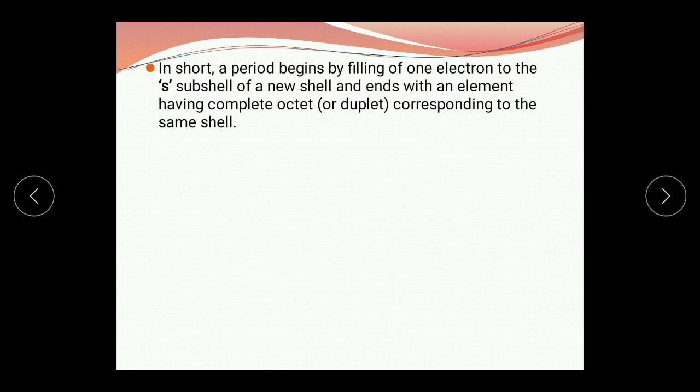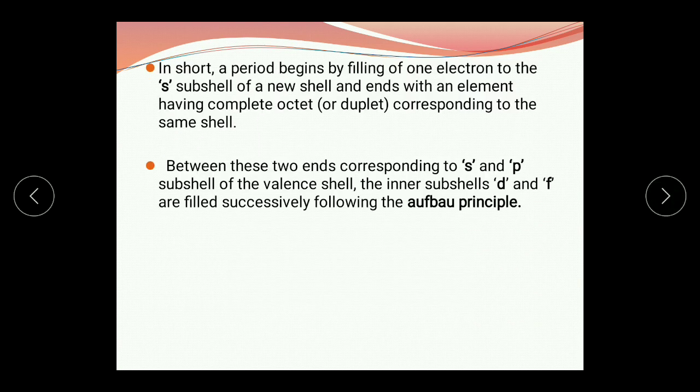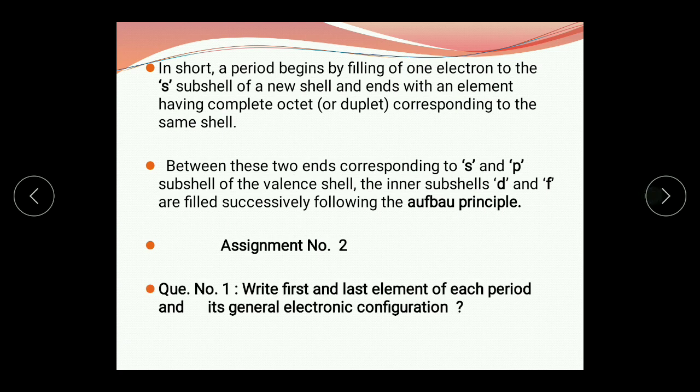So, assignment. This is all I have told you just now. Assignment second will be: write the first and last element of each period and its general electronic configuration. If you are able to write it, write it down now. Otherwise, just write down the first and last element. And when you learn about the structure of atom, and when you are able to write the electronic configuration independently, then only send it to me.